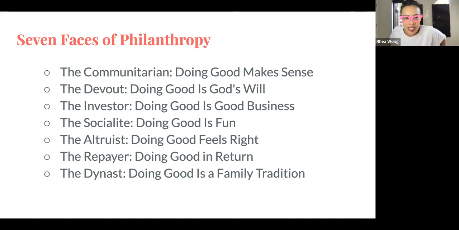All right, let's talk about the seven faces of philanthropy. So back in the day in the 90s, they did a white paper about why people give money. And they basically had these seven, excuse me, I have a cold, these seven different reasons generally why people give money.